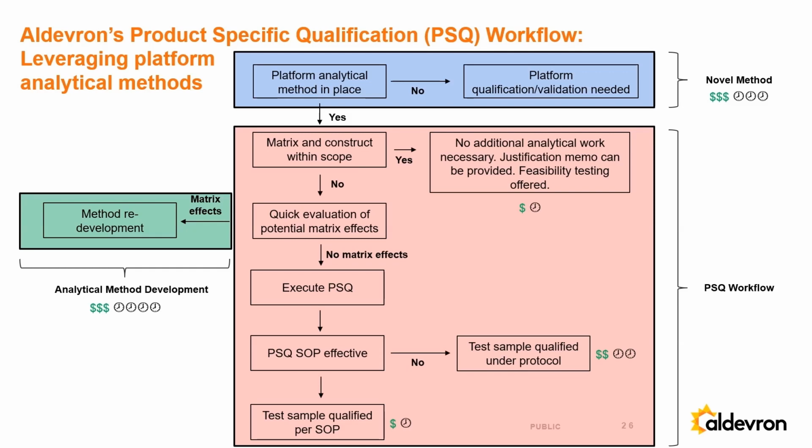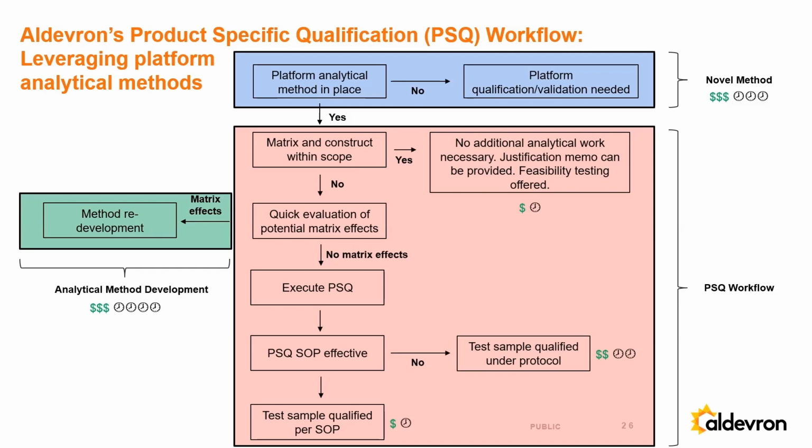But not always, right? And so oftentimes with these platform approaches, we're set up to just test. And so we don't have to do any additional extra work. And that means it's not expensive, and it's very quick for our clients to get their products through. If we've determined that the matrix or the molecule is not within scope of our validated method, we would move to this evaluation of the matrix, this PSQ approach.